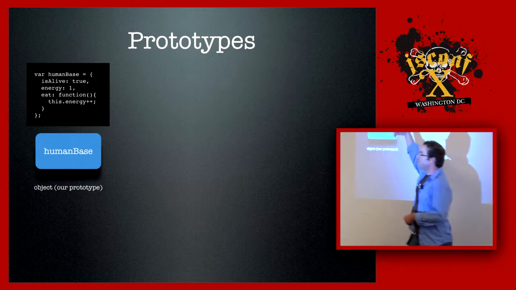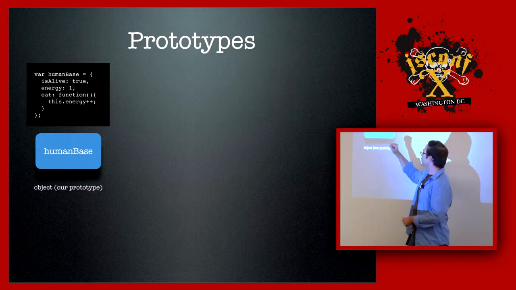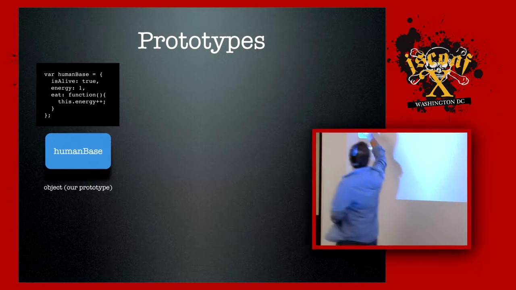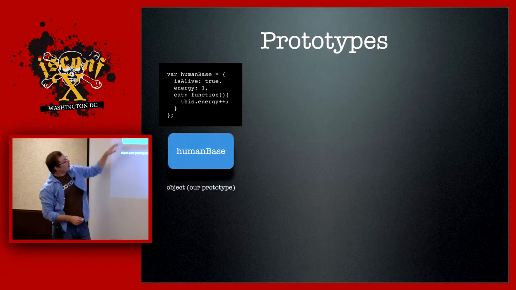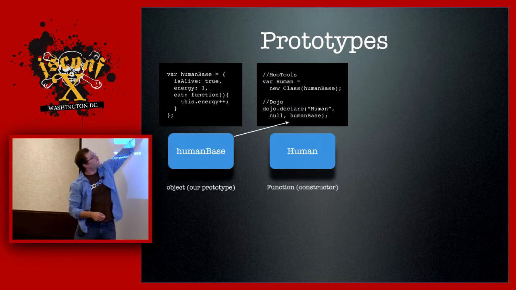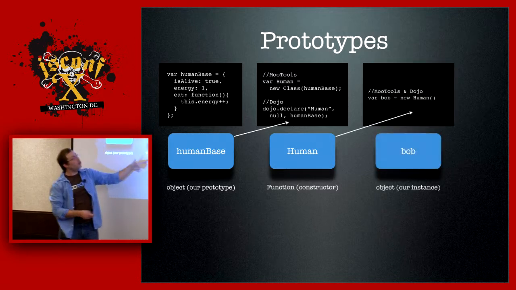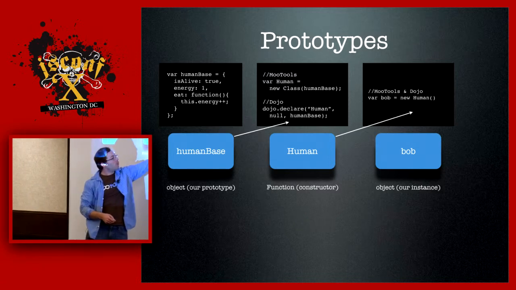So we're going to deconstruct that previous example. When we said new human and we handed it an object literal, I'm going to declare this object to an actual variable here so that I can talk about it. So var humanBase has exactly the same properties that I talked about a second ago. We have this object, our prototype. Then in Mootools or Dojo, we declare this new constructor called human. So we have this thing, it's a function. And when we call new human on that and we create Bob, same syntax for both of them, we now have Bob, which is an object.